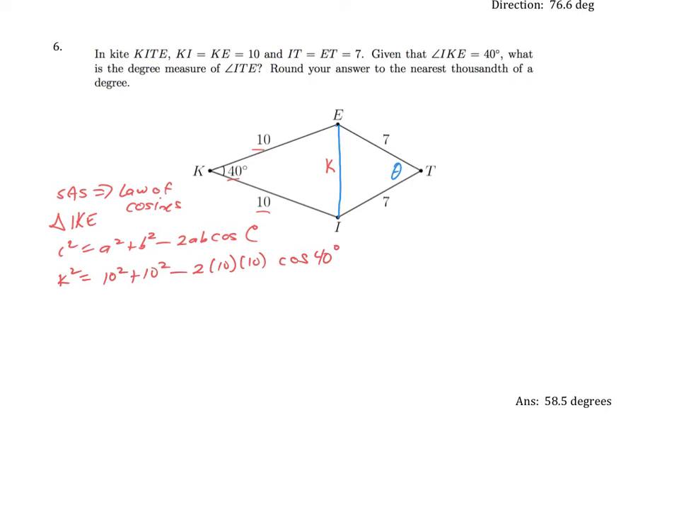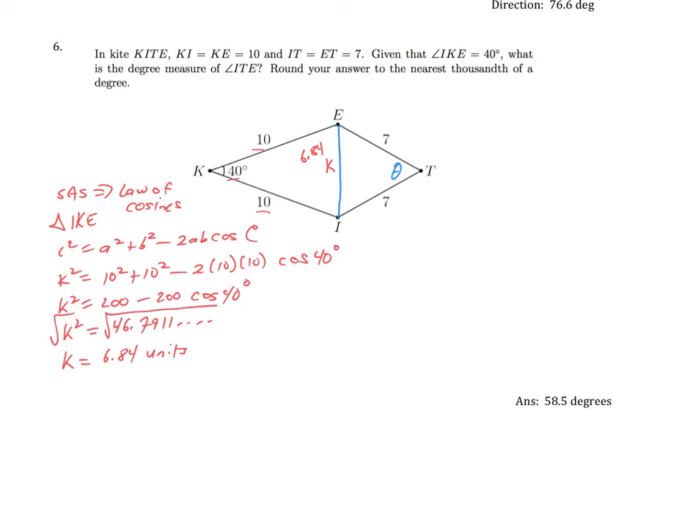If you enter all that in your calculator, 10 squared plus 10 squared is 200. 2 times 10 times 10 is also 200. So minus 200 cosine 40 degrees. If you take 200 and subtract 200 cosine 40, you will get 46.7911 dot dot dot. Leave that value in your calculator and then take the square root of both sides, and we'll find that k is 6.84 units. I'm going to go ahead and write that on our diagram. So 6.84 units. And now we'd like to find theta, which is angle T.